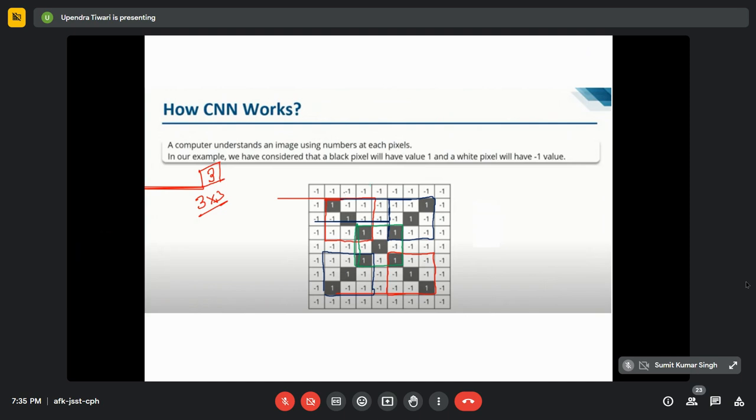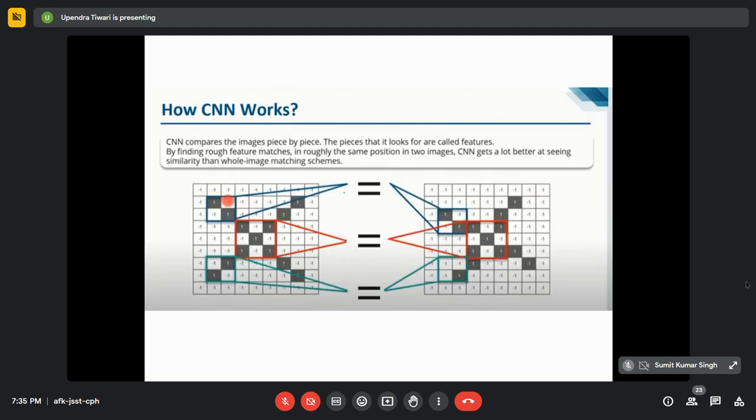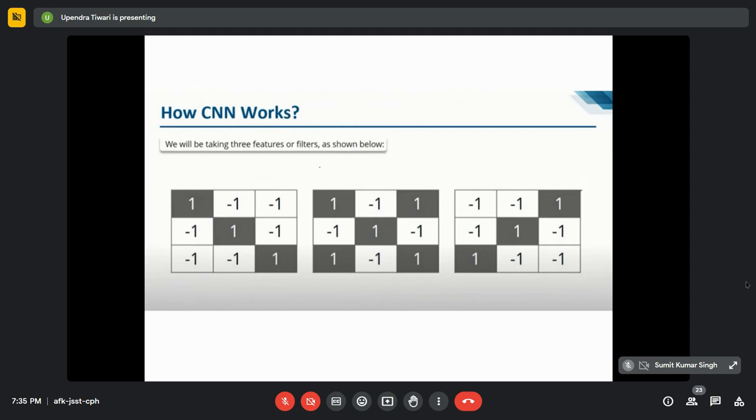All right, next. You see? We have taken this as one filter, this as the second filter, and this as the third filter.